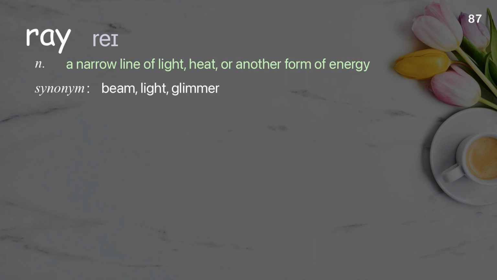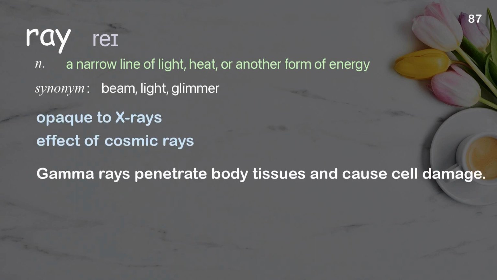Ray. A narrow line of light, heat, or another form of energy. Examples: Opaque to X-rays. Effect of cosmic rays. Gamma rays penetrate body tissues and cause cell damage.